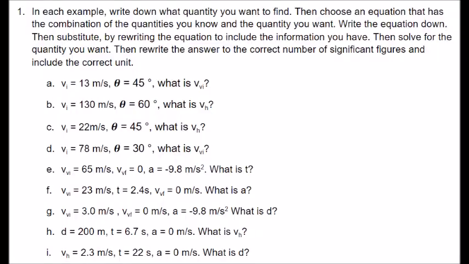This is my video tutorial to go with the projectile motion worksheet I created. These questions are fairly straightforward, single task questions. Question 1a asks you for the initial vertical velocity if the initial velocity, the total velocity, is 13 meters per second and the angle of launch is 45 degrees above the horizontal. So I've collected the information we've been given and the information we need.